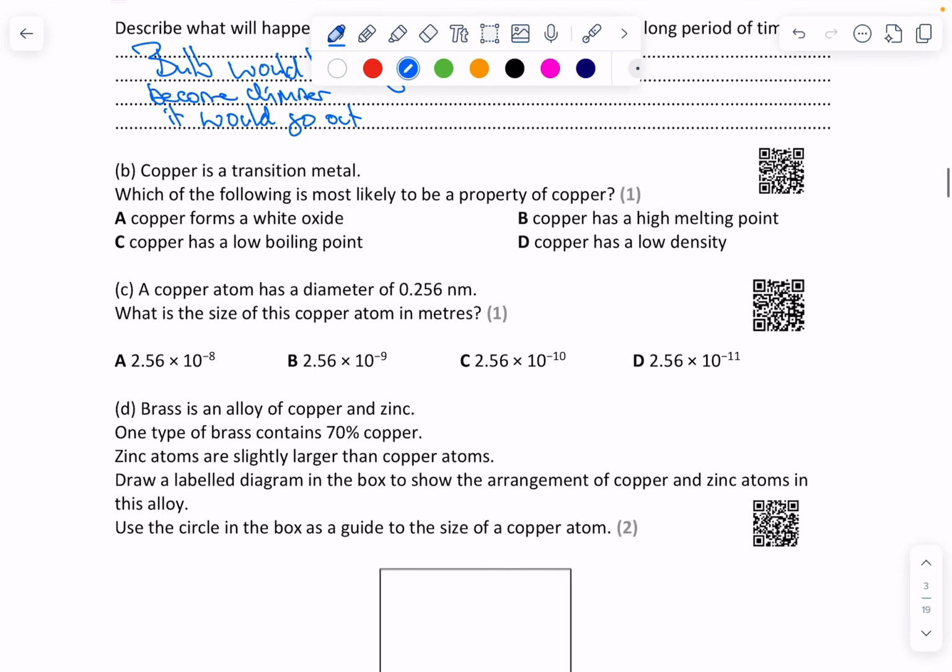So copper is a transition metal. Which of the following is most likely to be a property? Well, transition metals, core knowledge, they always form coloured compounds, so it's not going to be that one. And they always have a high melting and boiling point, so it's not going to be that one. They also have a higher density than other metals in the periodic table, so it's not that one. They have a high melting point. That is the only right answer.